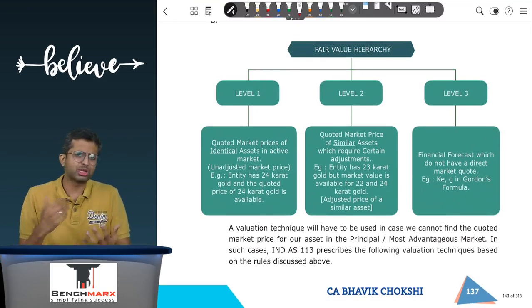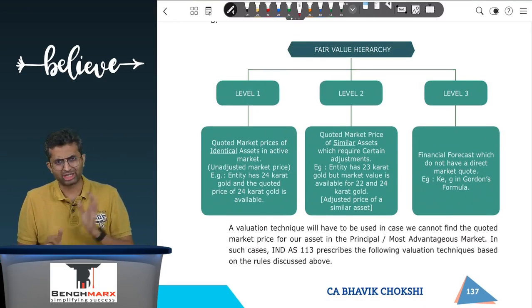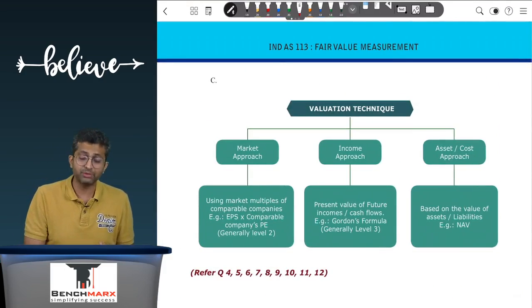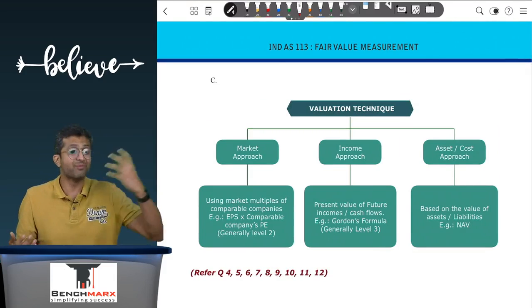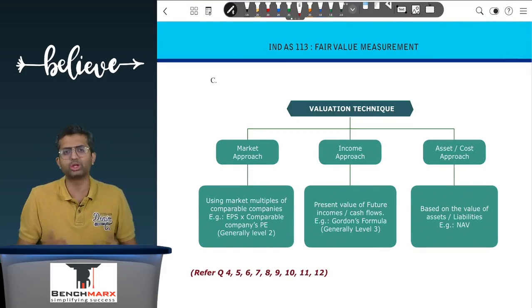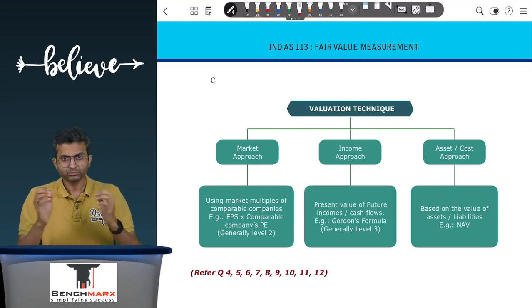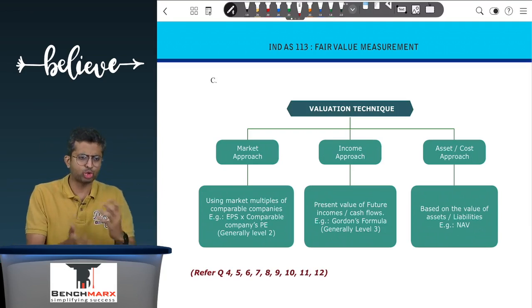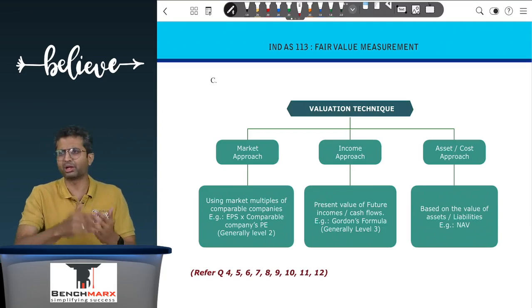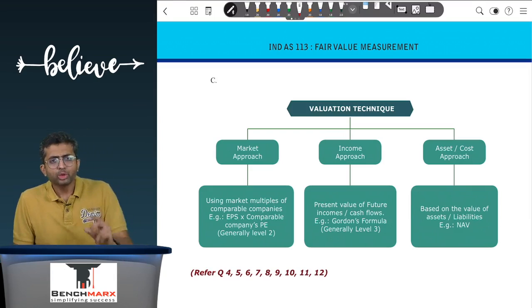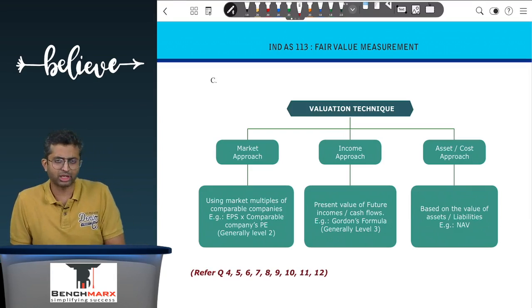Now, the standard also gives you certain guidance regarding valuation techniques. Again, remember, these valuation techniques have to be applied if and only if you need to do a separate valuation where the quoted market price of an identical asset is not available. If that is available, you don't need to do any separate valuation method. So there are three guidance-based techniques given: market approach, where you look at the multiple of a comparable company, like a PE multiple, and multiply it by the EPS of our company to find the value. So this is usually a level 2 category input.